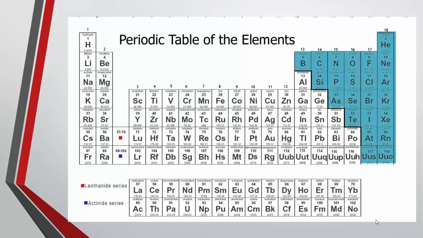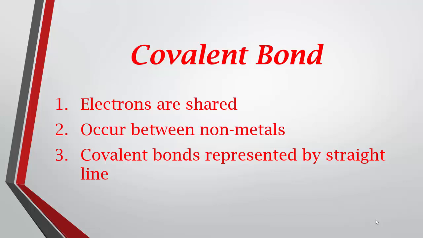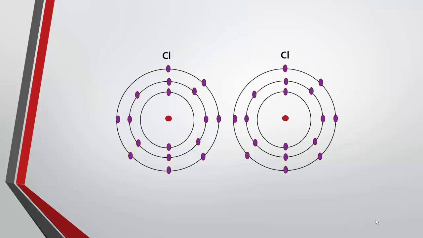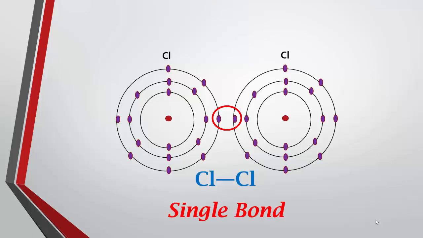There's not a large number of them. And we want to draw out what the molecule looks like. Covalent bonds are represented by a straight line. So we come back to our chlorine molecule, which has the pair of electrons bonded. We would draw the bonding like this, and we would say this is a single bond. In single bonds, 2 electrons are shared.